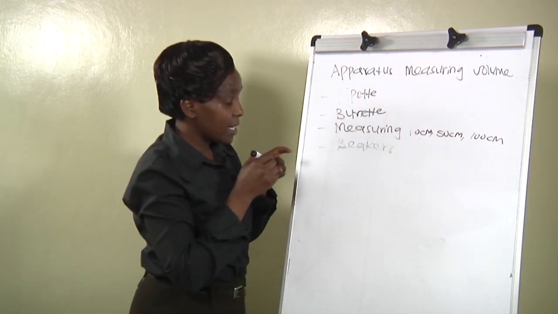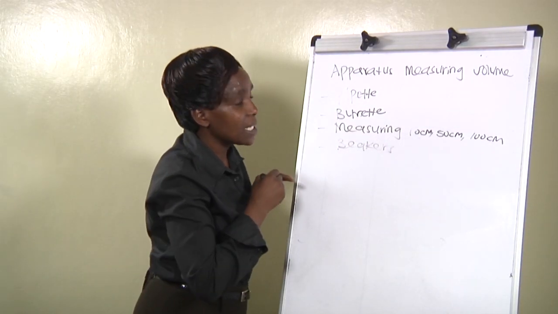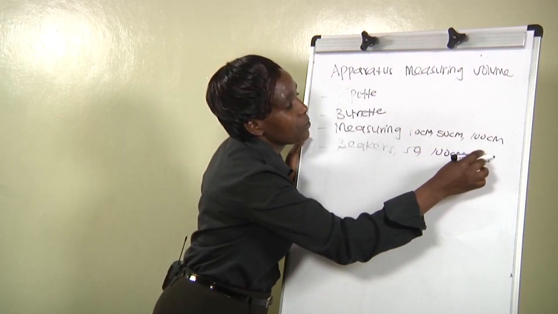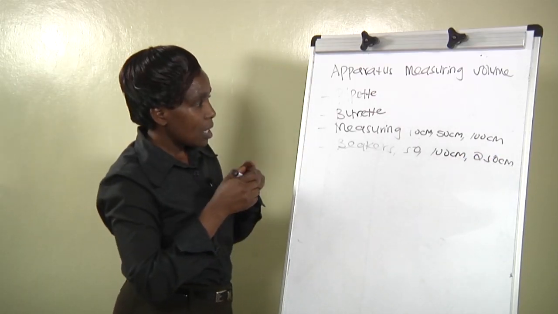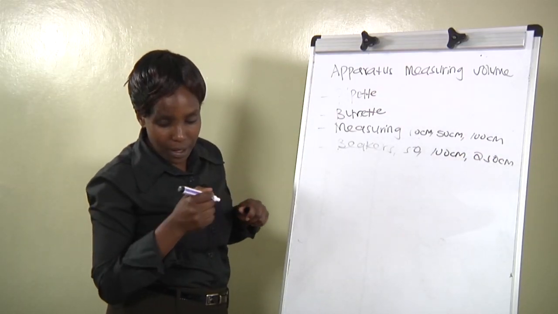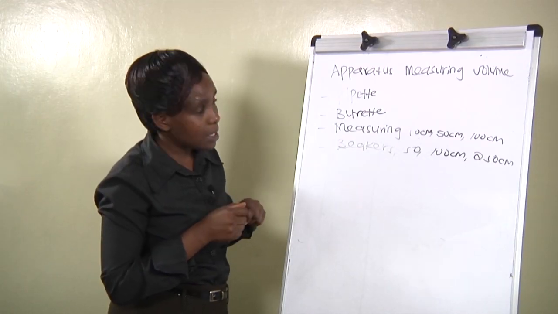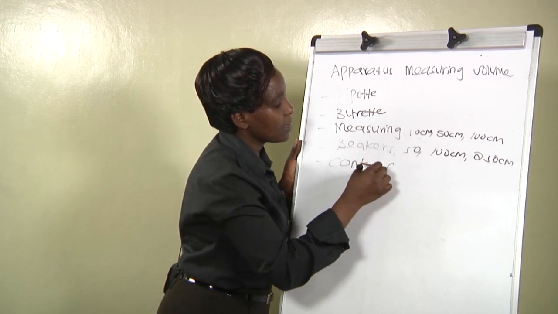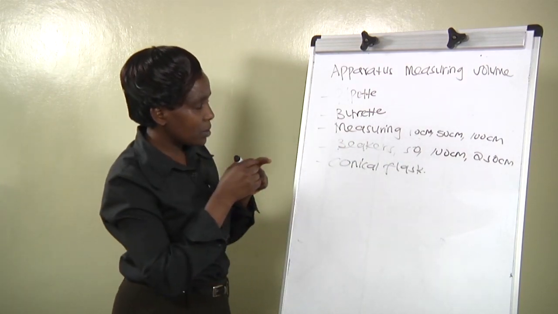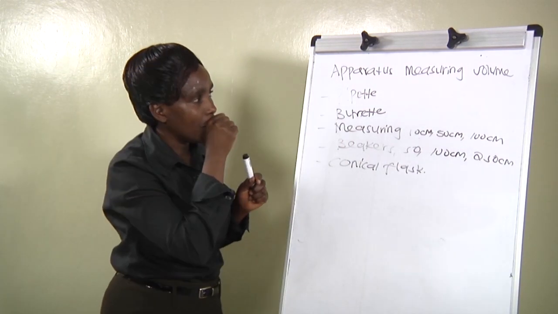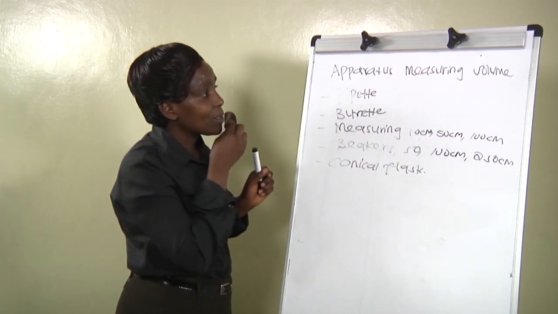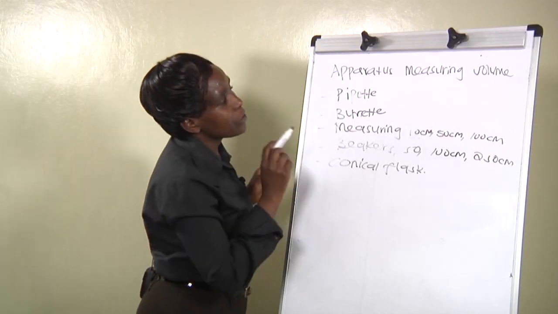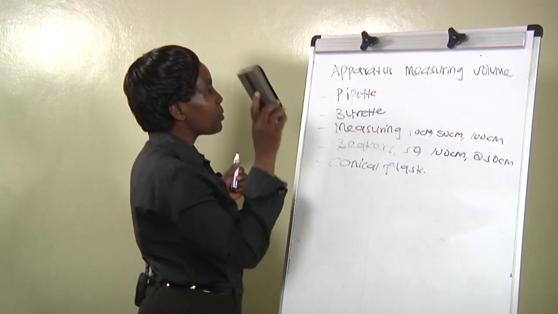Beakers are also of different sizes. We can have one for 50, another one for 100, and another one for 250 centimeters cubed. Then we also have things like a conical flask. They also measure volume. There are so many of them, and basically those are examples of apparatus for measuring volume.